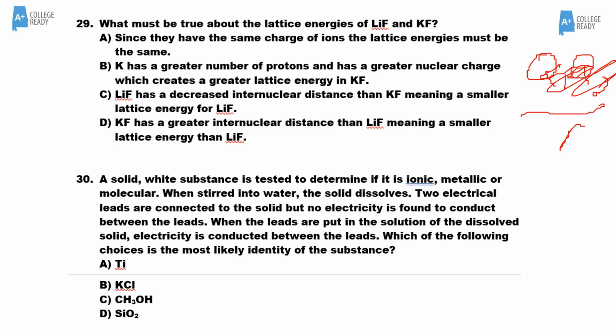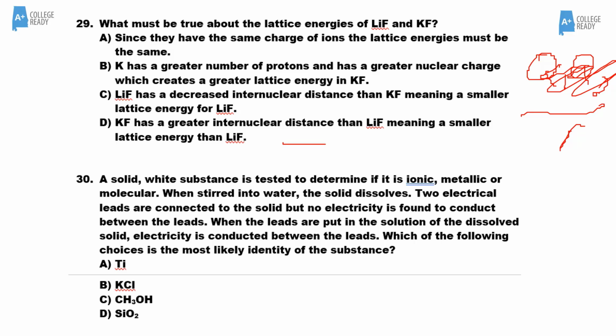So the smaller the R, the smaller the radius, the greater the lattice energy. And that's because of the attraction for the nuclei with those electrons. So the smaller the radius, the greater the lattice energy. So since Li has got a smaller radius, then the only answer that matches up with that reasoning is letter D. KF has a larger internuclear distance, and when you plug a big R in there, that means it has a smaller lattice energy than LiF does.